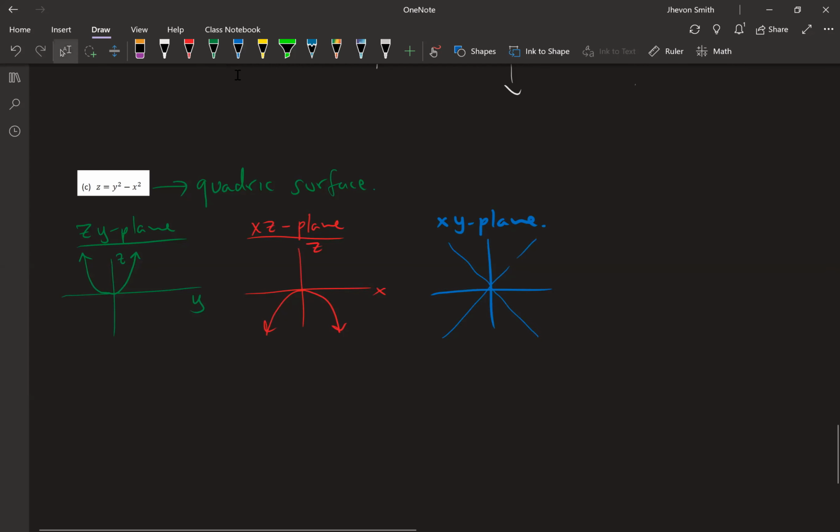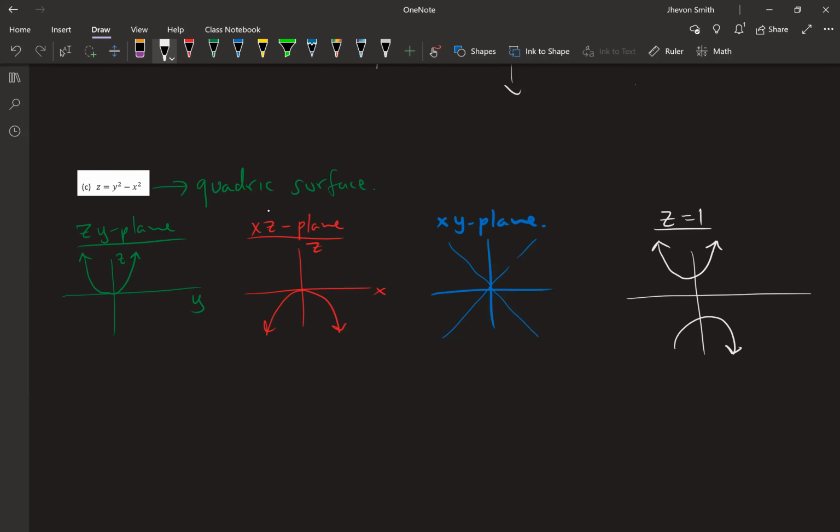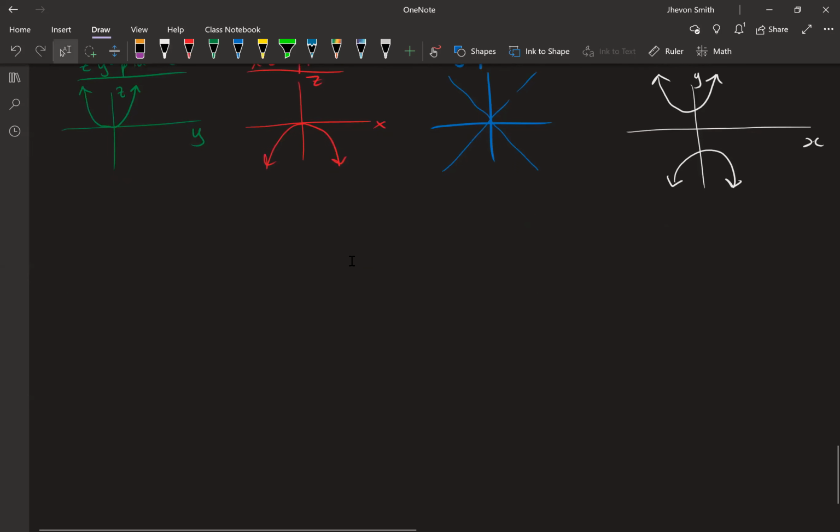But then you put them, and another useful thing here is to graph in, say, Z equals 1. You'd realize this would look like that. It's a hyperbola, if you graph that with X versus Y. And so you kind of put these guys all together.